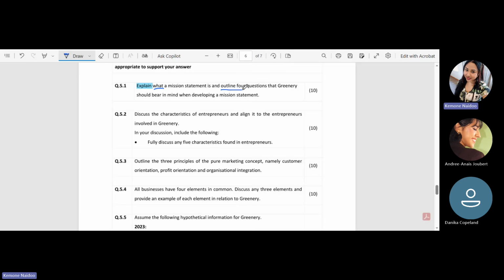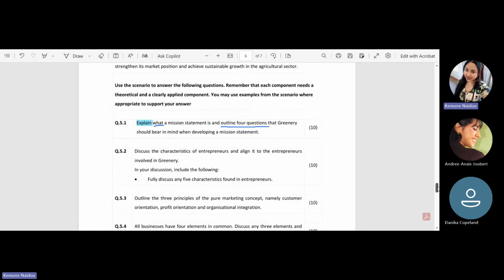And now you have to outline 4 questions. So remember those 4 questions that we looked at. We looked at what is our business, who are the consumers, how will the product or service be supplied, and also why are we in business. But because they've given you a case study, you must apply it to the case study. So use the case study to get your examples. So for example, let's do the first question, right? So what is our business?